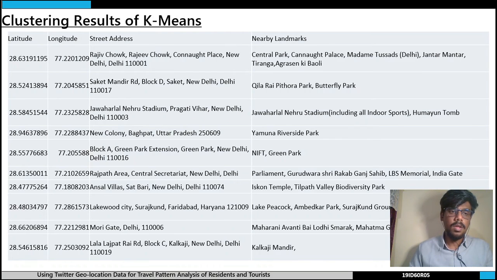What I did then was take the cluster center of each cluster, locate its street address, and look at the nearby landmarks on the Google Maps API to see what kind of places were being visited by the tourists to this city. Of the cluster centers, here are the nearby landmarks that are being visited frequently by tourists.